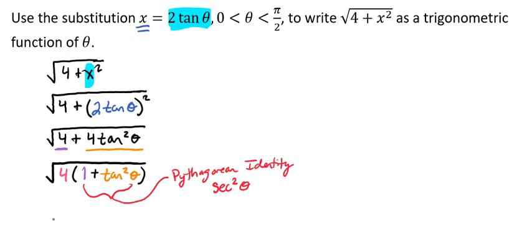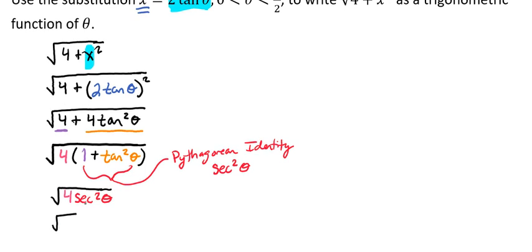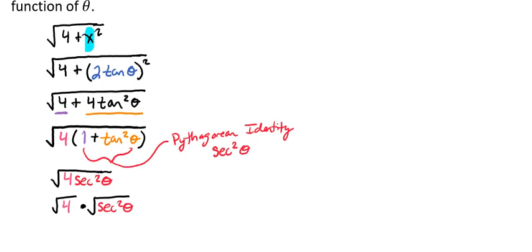So what we have here is the square root of 4 times the secant squared of theta. And from here we can separate this out as the square root of 4 times the square root of the secant squared of theta. And we know that the square root of 4 is 2, and the square root of the secant squared is going to be the secant of theta. And that is our solution.